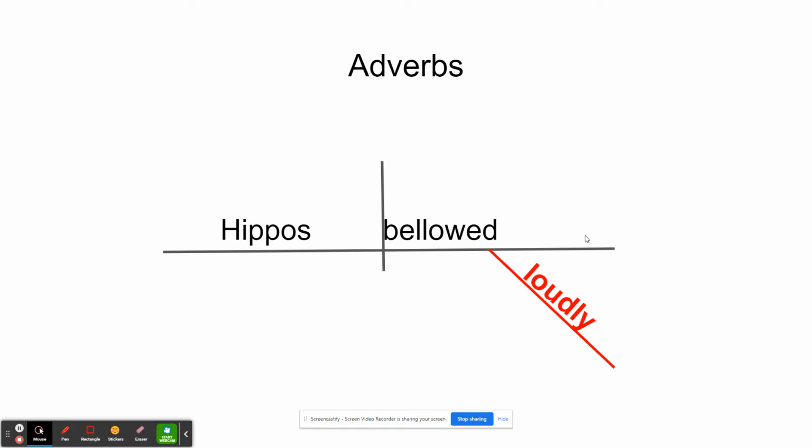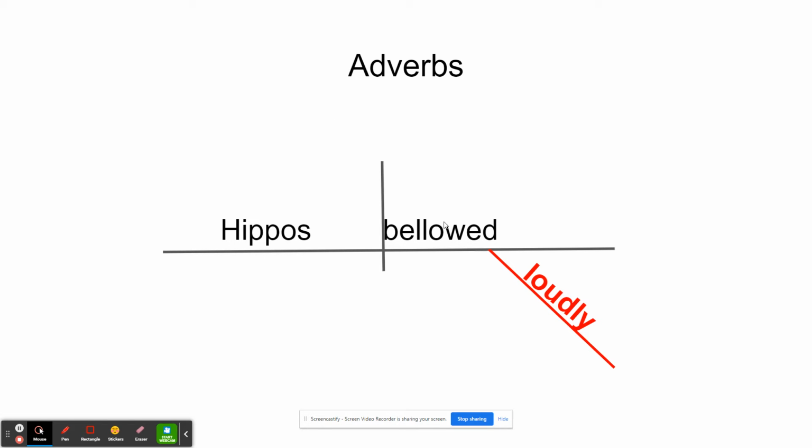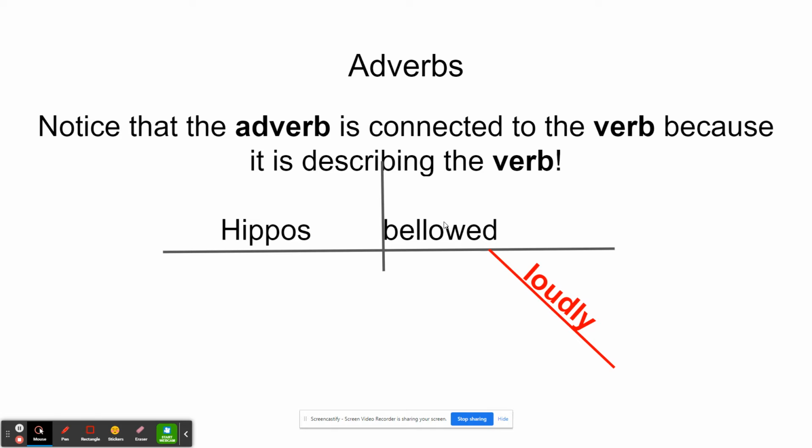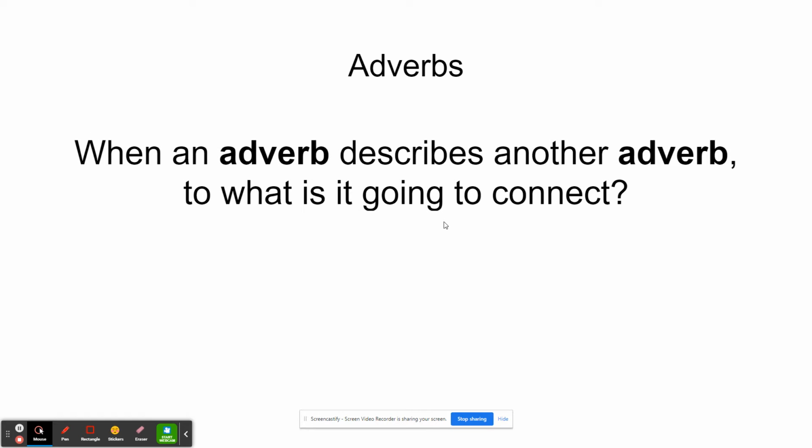Well, scholars, we have been practicing diagramming sentences where the adverb describes the verb. Hippos bellowed loudly. Loudly describes bellowed, telling how they bellowed. Notice how the adverb is connected to the verb because it is describing the verb.